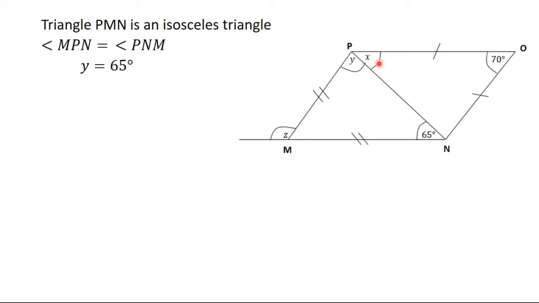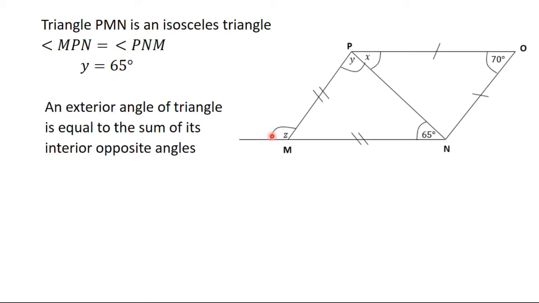So we have found the value of X, we found the value of Y. We have another letter here, which is Z. Now how do we find the value of Z? Let's look at this very carefully and consider triangle PMN again. We see that Z here is an exterior angle. Y and 65 degrees are the interior opposite angles of this exterior angle, which is Z. What do you know about interior opposite angles of a triangle? We know that an exterior angle of a triangle is equal to the sum of its interior opposite angles.